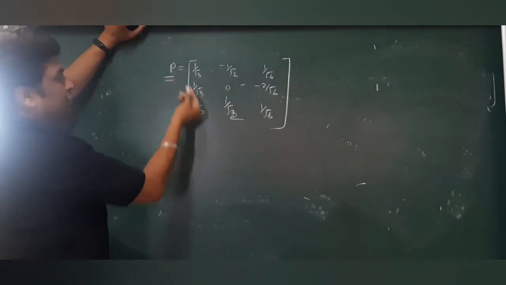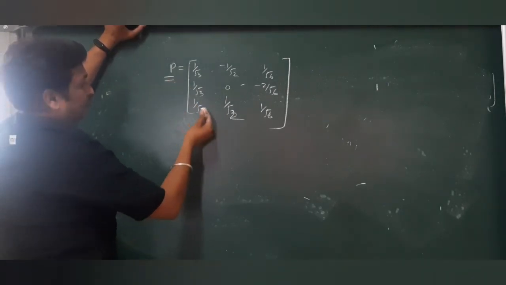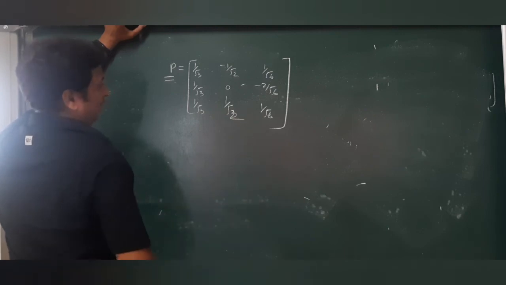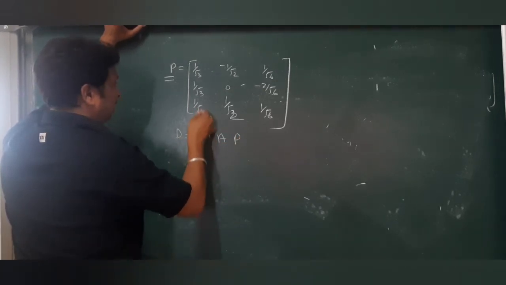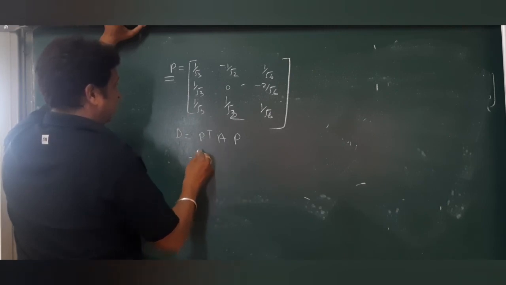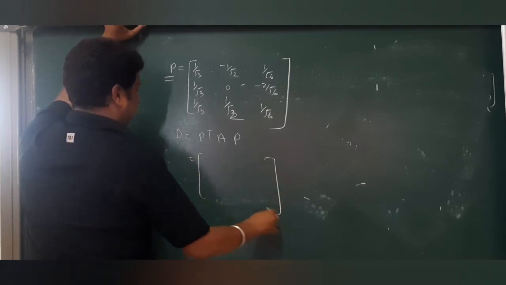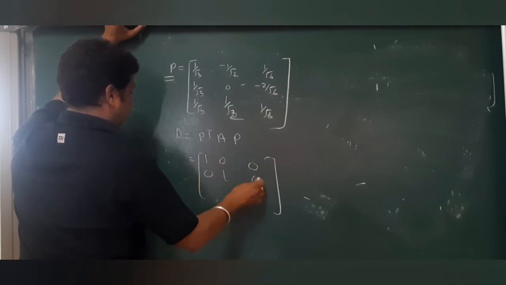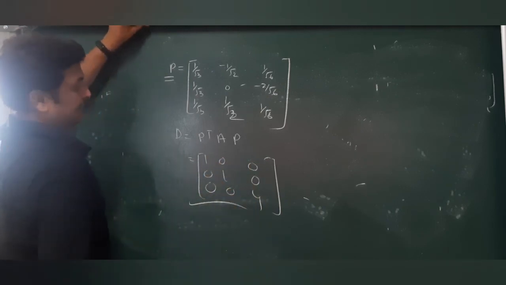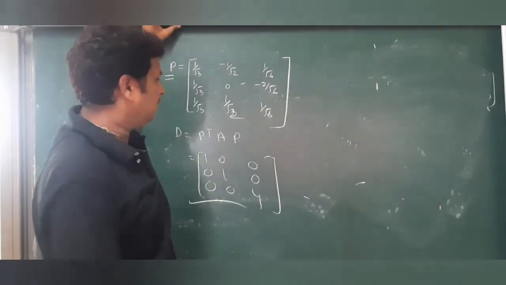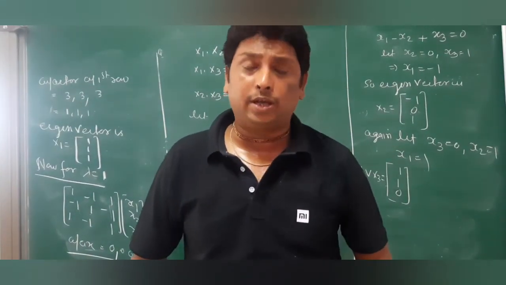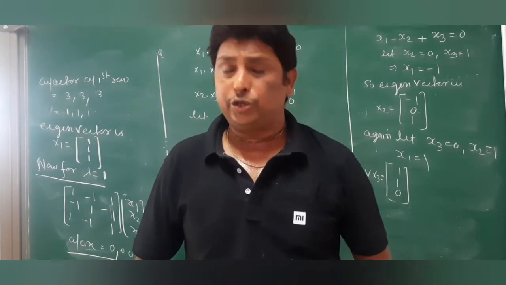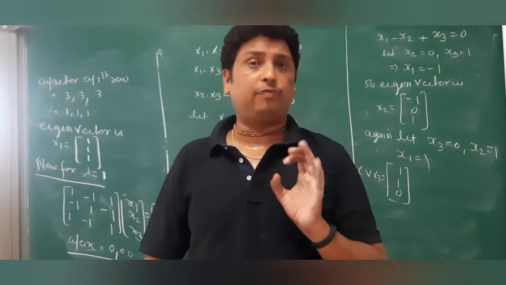This is your P, which is an orthogonal matrix. The vectors are pairwise orthogonal and the norm is 1. The modulus of each vector, the norm, is 1. So what is the B matrix? P transpose AP. Put the values of P transpose, A and P. What is the final answer? The eigenvalues on the diagonal: 1, 0, 0, 0, 1, 0, 0, 0, 4. This is your final answer. Just put the values and multiply if you want. Otherwise, the final answer is this one. So this is the matrix. This is the way we reduce the given matrix using similarity as well as orthogonal transformation.